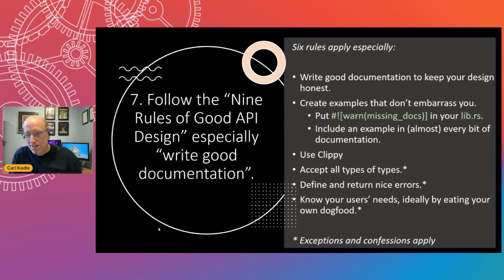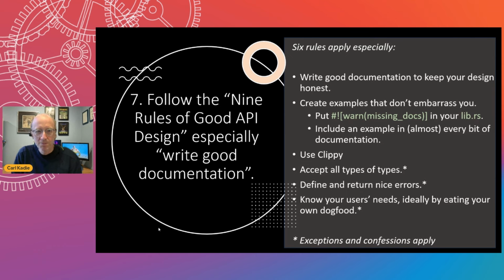Likewise, you should have documentation on every public thing that you create in your data structure, and you should have an example on almost every bit of documentation that you write. And if you find yourself going, man, I can't write an example here because all the examples would be too long to even get started, then that's another sign that you need to fix your design so that simple things are simple. And again, keeping you honest.